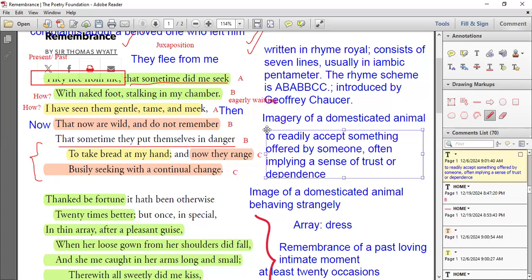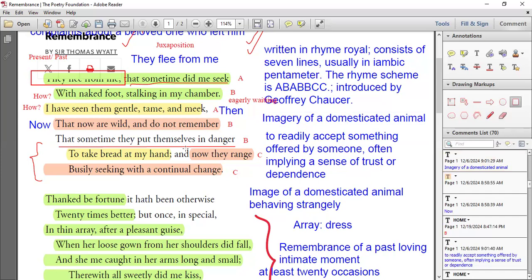But now, what are they doing now? Now they are busily seeking with a continual change. They are completely changed. Those ladies are completely changed. They don't even look at me. Even if they look at me, they have a wild look. Like a wild animal, they are looking at me and they are going after somebody. They are changed and they are going after a changed master.